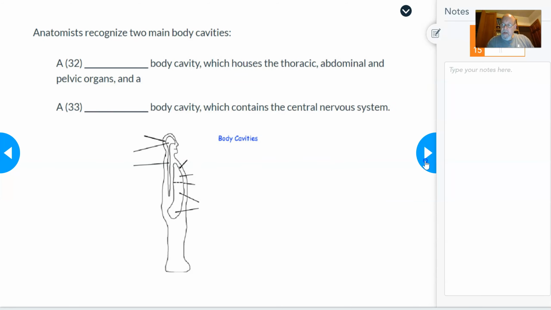Okay, so anatomists recognize 2 main body cavities: a blank cavity which houses the thoracic, abdominal, and pelvic organs. So that's going to be this one here. We're going to call that a ventral body cavity. And then the one that's toward the back is going to be called the dorsal body cavity.